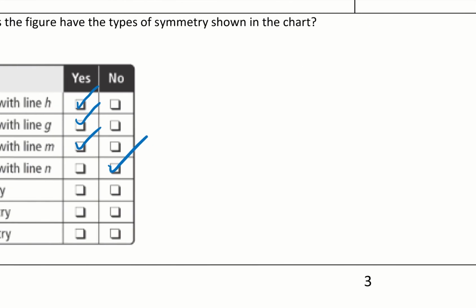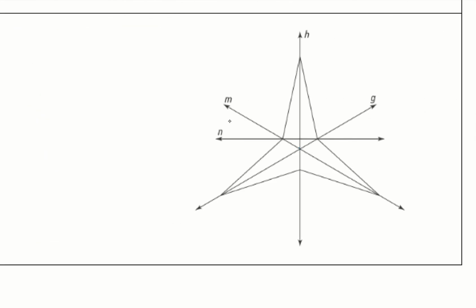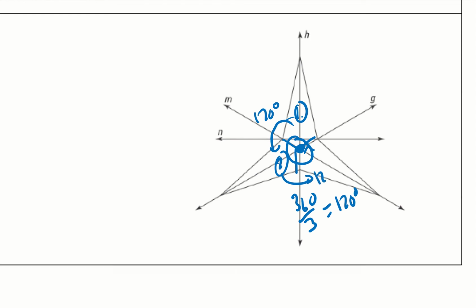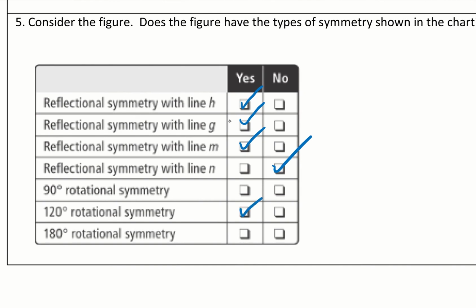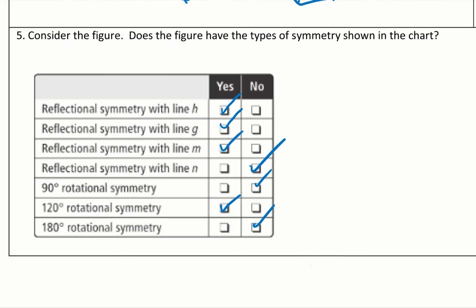Is it 90 degrees rotationally symmetric? Well, if I start in the middle here, I can only rotate to go from 1 to 2. I have 3 pieces here, so it's 360 divided by 3. I'd have to rotate it 120 degrees to get from 1 to 2, and then another 120 to get to there, and then another 120 to get to there, for a total of 360. So this is 120 symmetric, but not the other ones. All right, so let's move on to the next one.